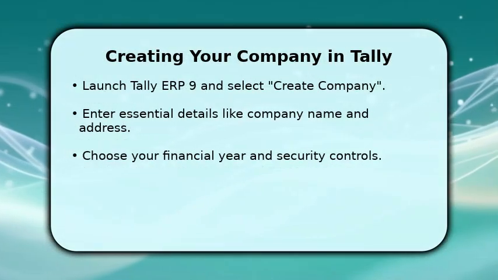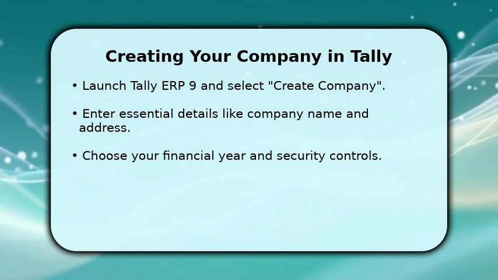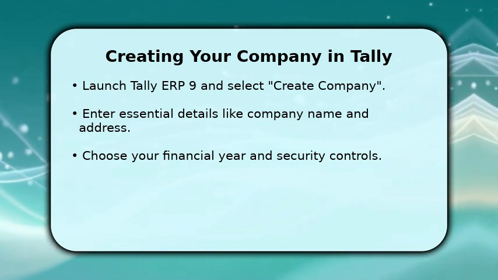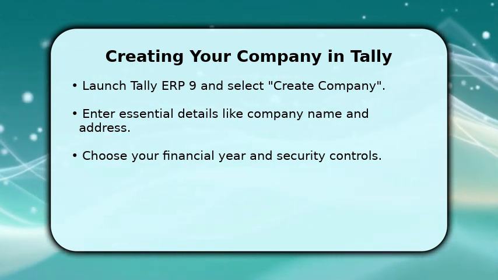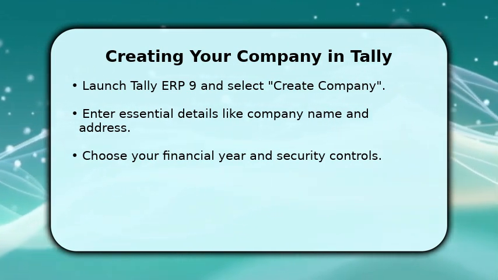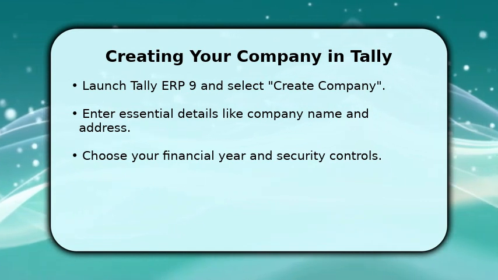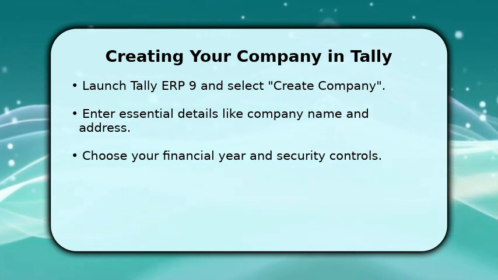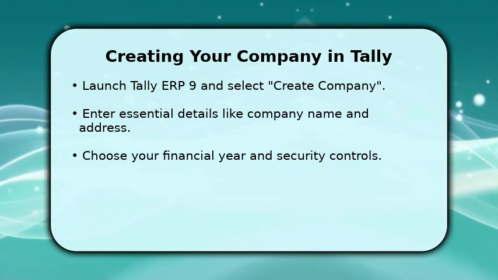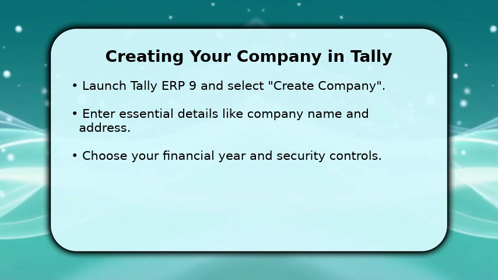To create your company, launch Tally ERP 9 and navigate to the Company Info menu, then select Create Company. You'll need to input crucial details such as your company's name, mailing address, and contact information. Carefully choose your financial year beginning and books beginning dates. You can also set up Tally Vault password for enhanced security. Once all details are entered, accept and save to establish your new company.